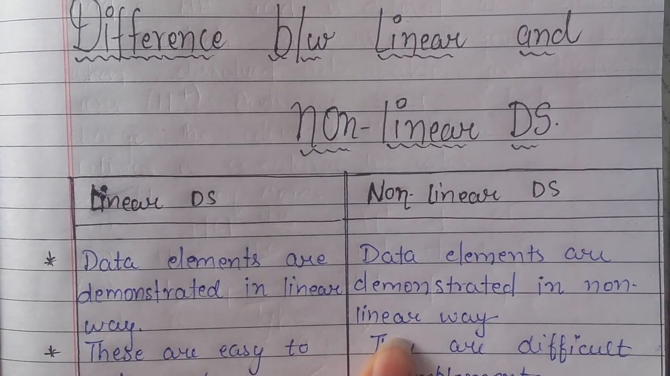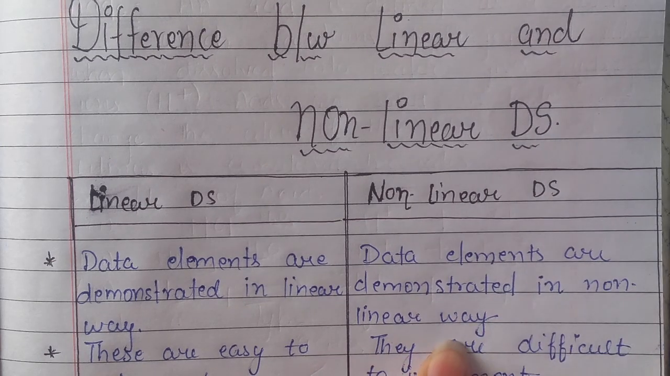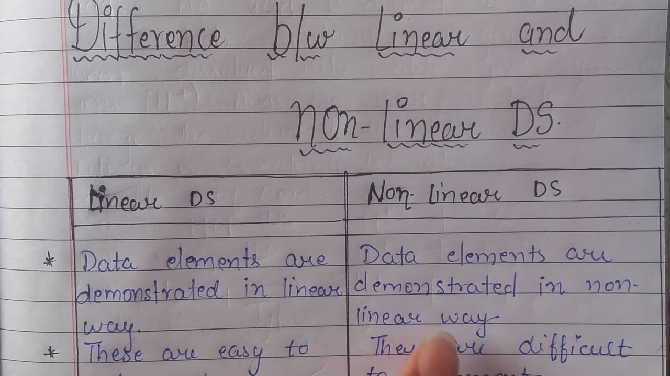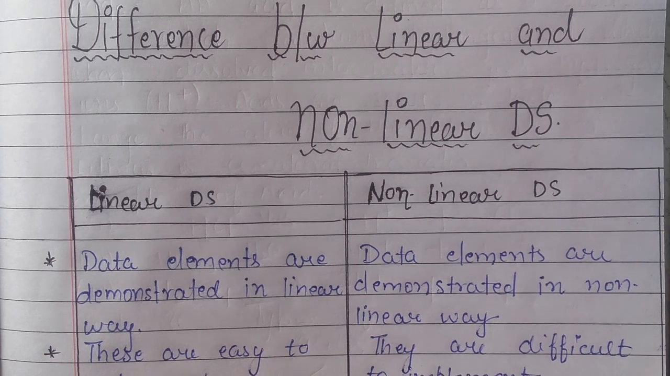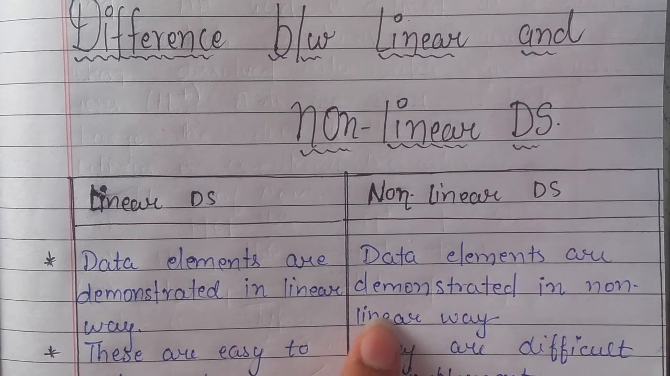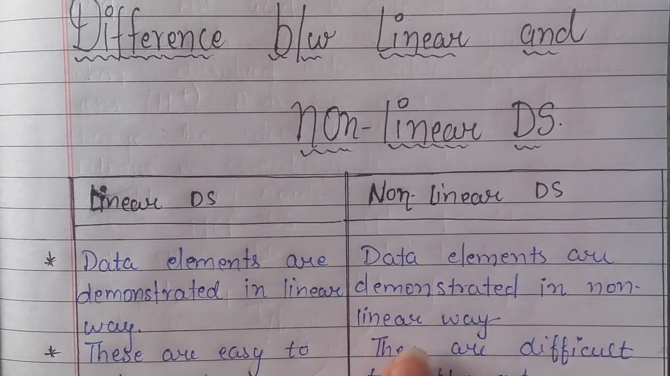But in non-linear data structures, the data elements are arranged in a non-linear way. For example, we can take trees. In a tree, there are multiple levels, which means the data is not arranged in a linear way. So these are known as non-linear data structures.